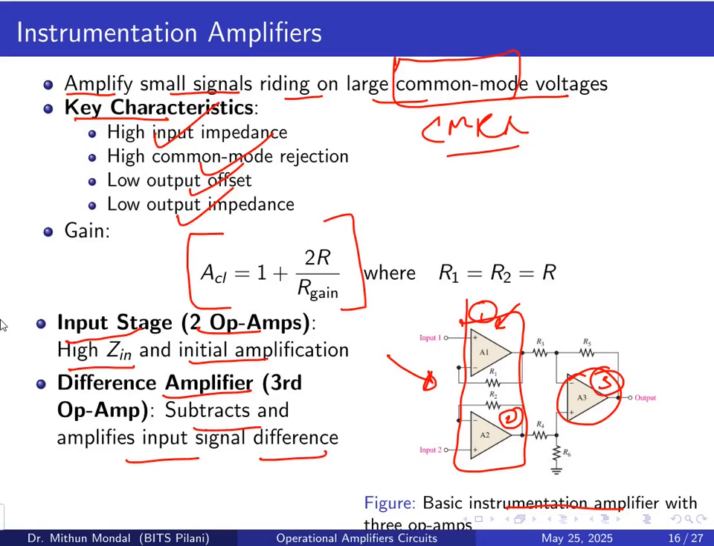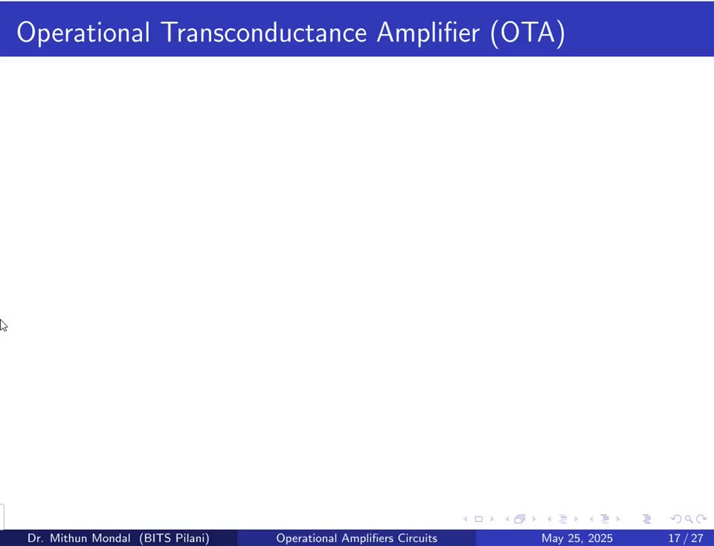The closed loop gain that you get is 1 plus 2R by R, because we treat all the resistors to be equal. Generally, this will be the case where all the resistors connected in this network are equal to R. In that case, you get a circuit with a closed loop gain ACL equal to 1 plus 2R by R.